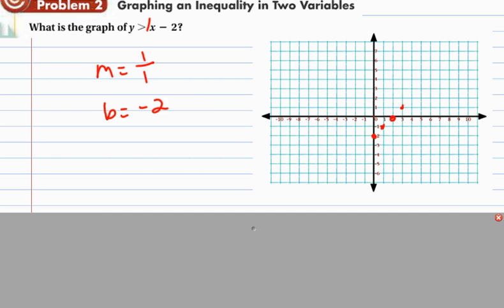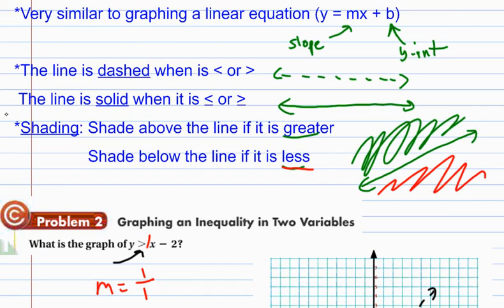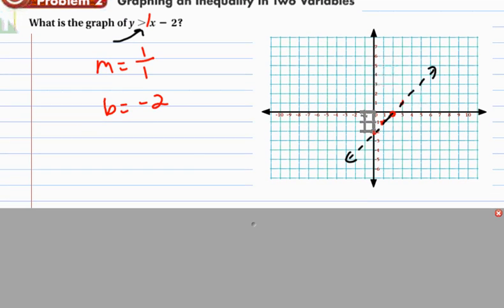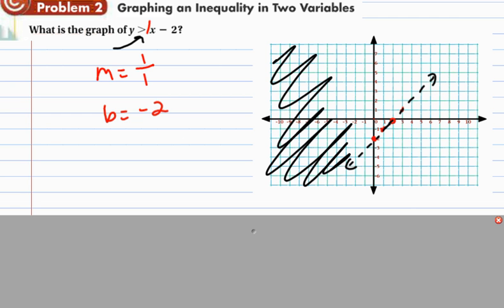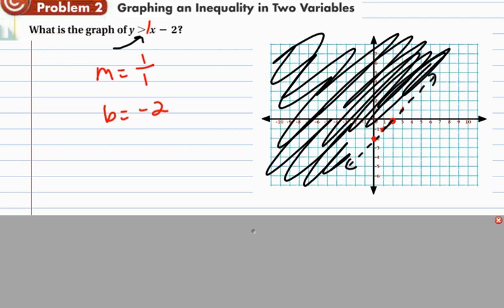Now we look at the symbol. It's greater than, not greater than or equal to, so that makes it a dashed line. Just use that checklist, those things that I did up on top. Dashed line, and now shading. If it's greater than, we'd shade everything above that line. And that is how you graph an inequality.